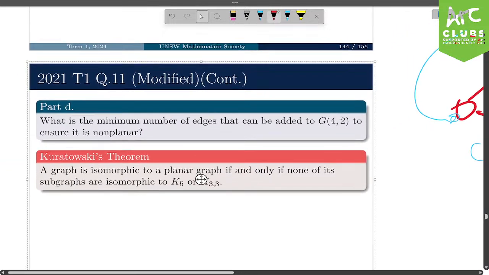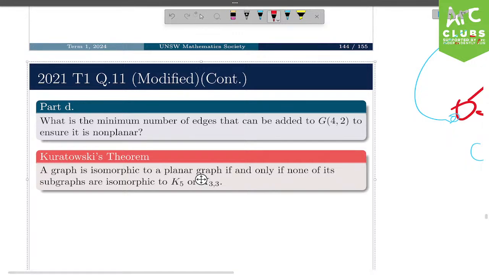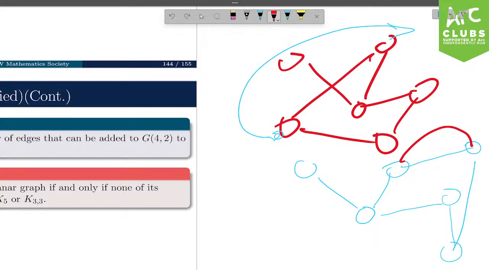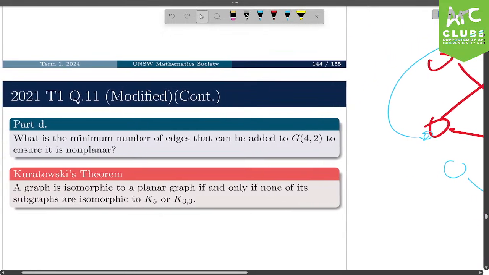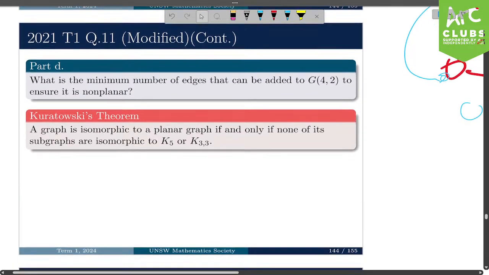Okay, and now another theorem. It is good to revise all these definitions, theorems and results because they can be a lot to memorize. But we have Kuratowski's theorem, which basically says that a graph is non-planar if and only if it has a K5 or a K33 subgraph.